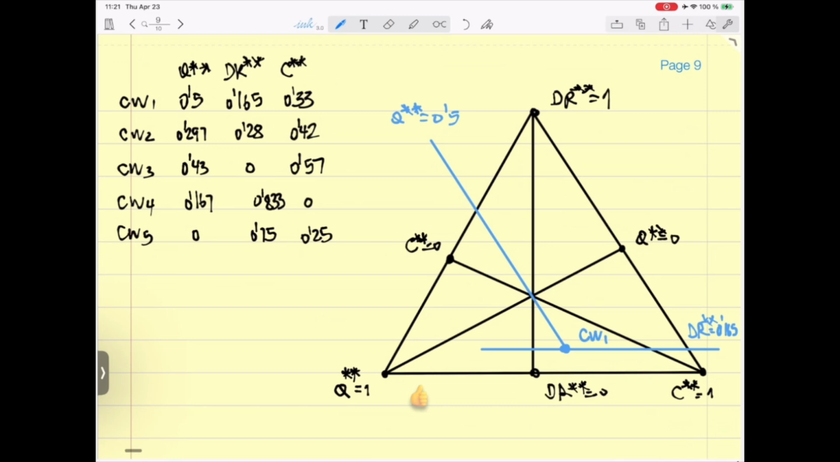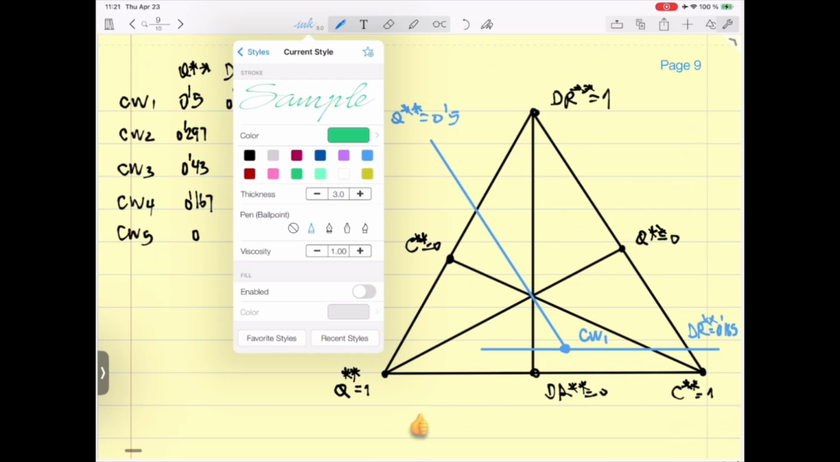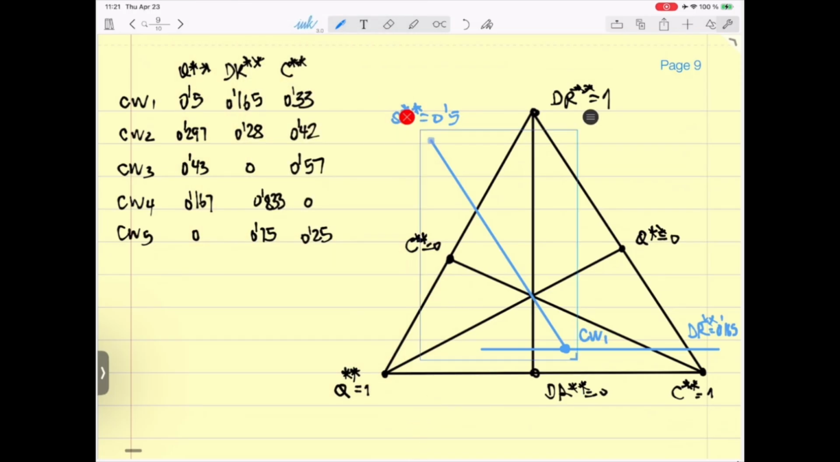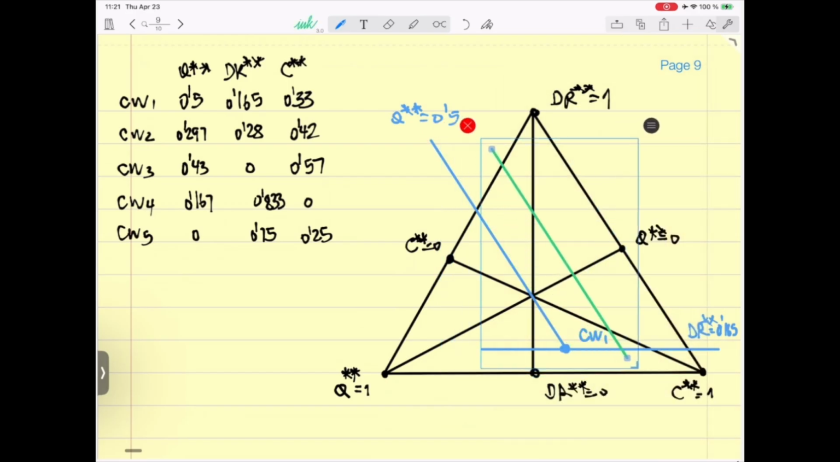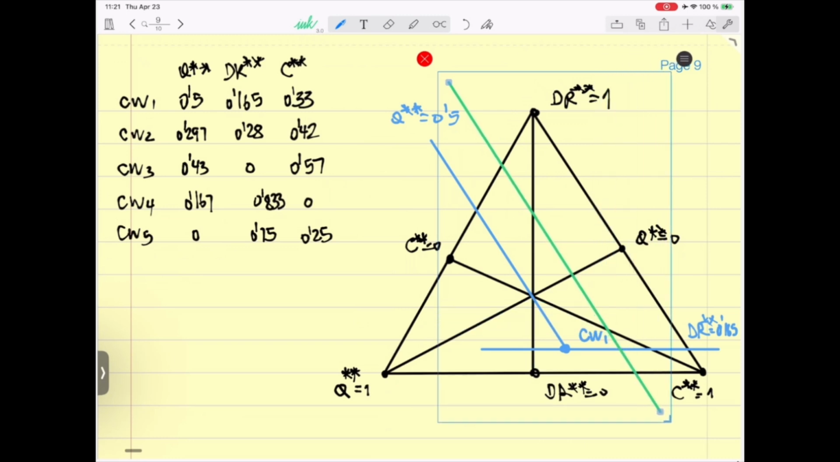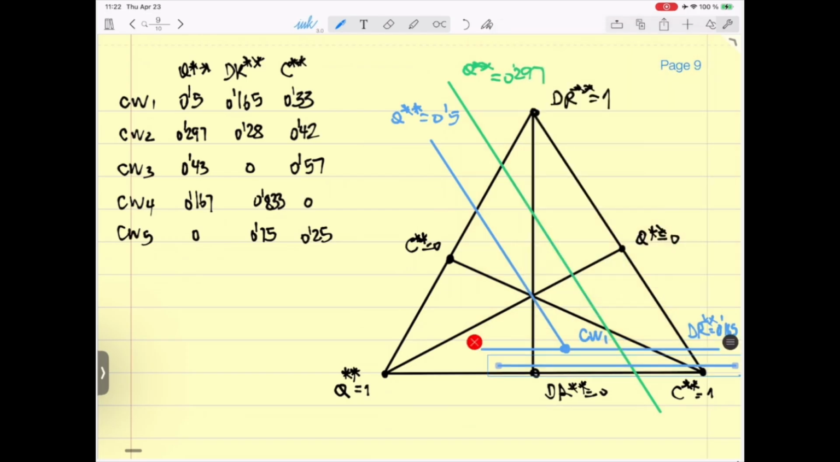So now let's represent the second point. I'll take another color. The second point is going to be quality 0.3. So if this is 0.5 and this is 0, it's somewhere here. So this line is the line representing quality star 0.297, and this line is going to be representing the delivery rate 0.33 or 0.28, sorry. So this is delivery rate star equals 0.28. So the calendar week 2 is here.